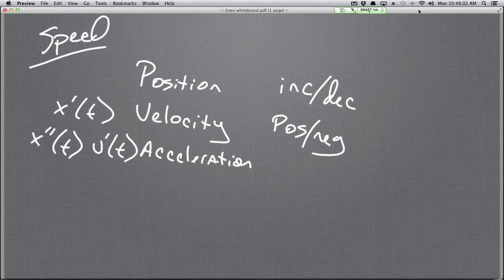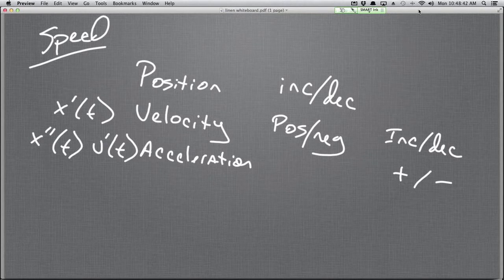Okay, and a negative acceleration means that my velocity is decreasing. Okay, so I come back up here. On velocity, we're talking about increasing and decreasing. On acceleration, we're talking about positive versus negative. So on velocity, sometimes you're going to think about it as positive or negative. Sometimes you're going to think about it as increasing or decreasing. On acceleration, most of the time it's positive or negative. And on position, most of the time it's increasing and decreasing.